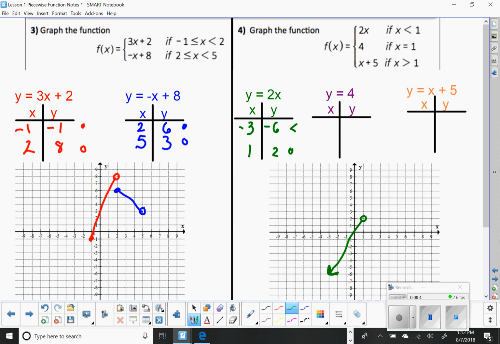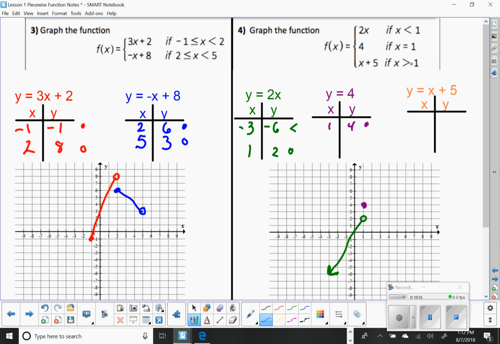And by the way, on your papers, you should use a straight edge. I can't use a straight edge on my computer. It doesn't work that way. For the purple one, y is always equal to 4. So when x is equal to 1, y is 4, and it's just a single point. So here's my single point. There isn't any before or after 1. It's only at 1.